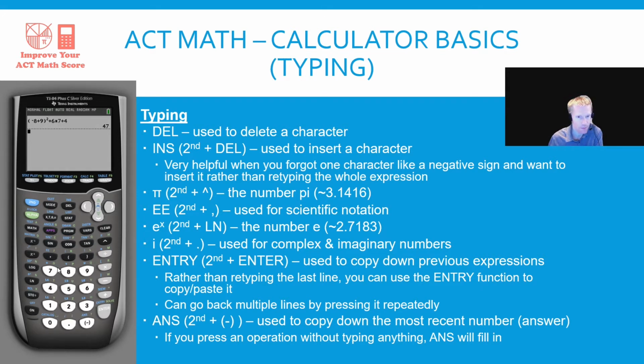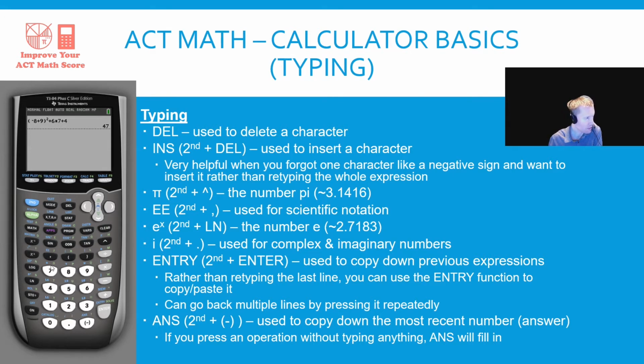Next thing I want to talk about is the number pi. You just hit second and the little caret thing here, and that'll give you pi on the screen. That's the number 3.1416 approximately, used in calculating the circumference and area of a circle.